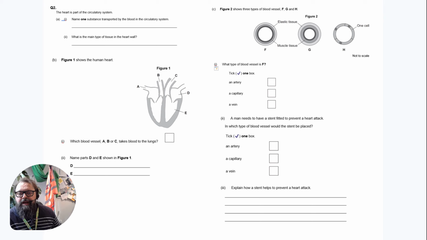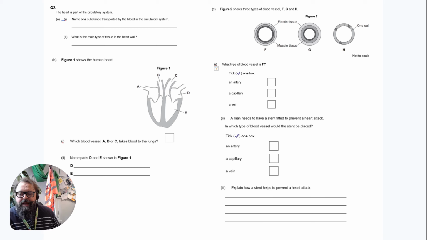Now, to differentiate between F and G, we can either say the muscle tissue will be thickest in an artery, or we could say the gap, the empty part in the middle of the pipe, because this is a cross section, the lumen, if we're being very correct, the lumen is small in an artery and bigger in a vein. And so what type of blood vessel is F? It's got thin muscle tissue. It's got a bigger lumen, the white part on the diagram, the space where the blood is flowing. F is a vein.